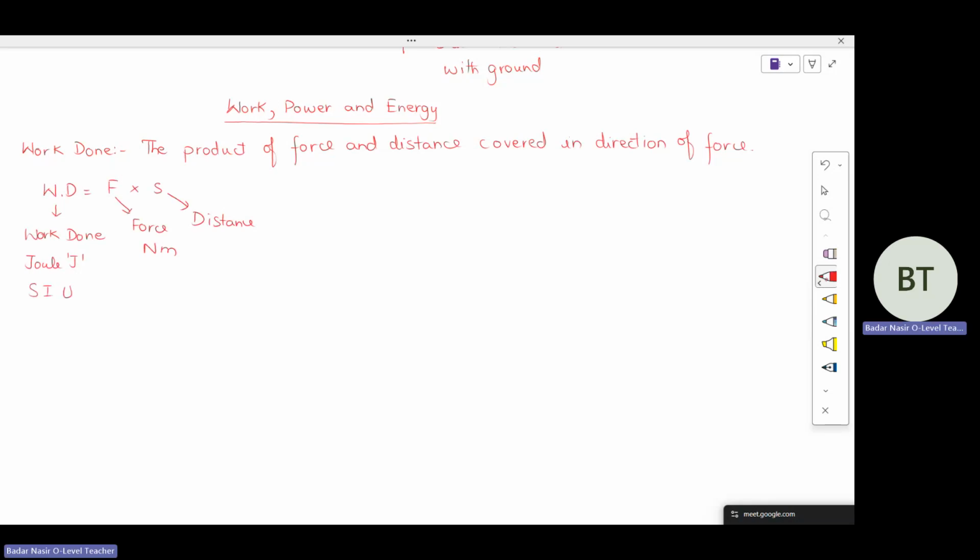So what is the SI unit of work done? It can be joule or Newton meter.